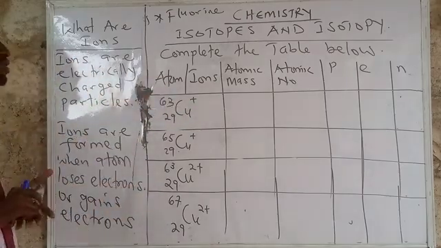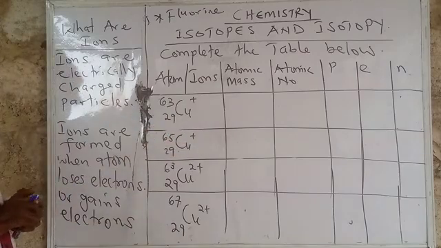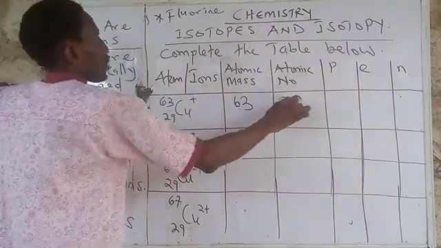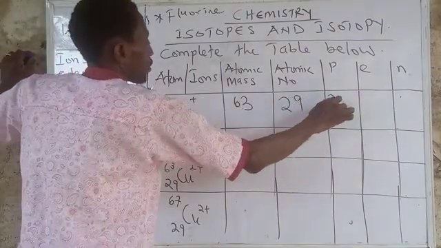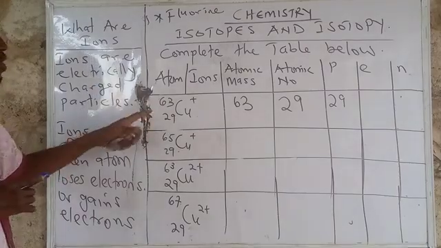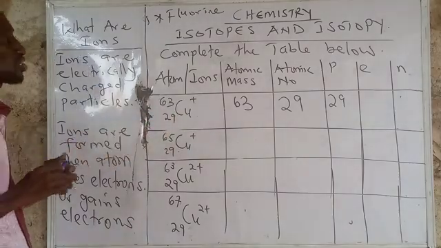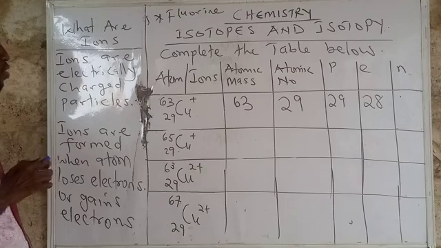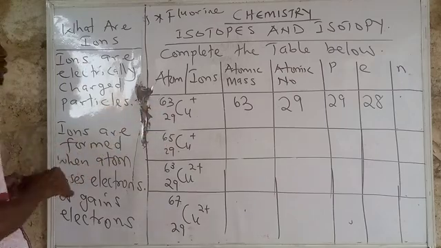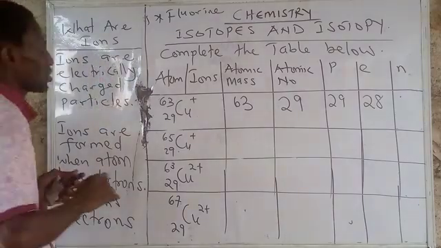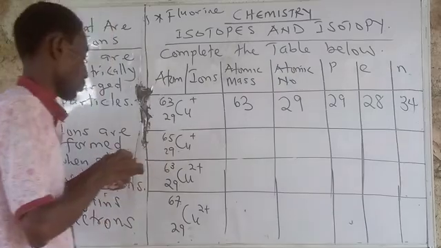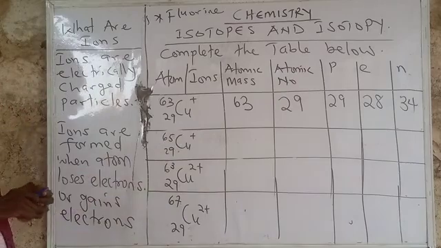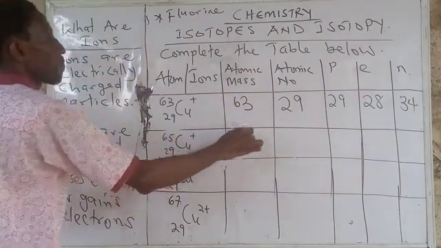In copper 1, that means 1 electron is lost. So in that instance, the atomic mass is 63, atomic number is 29, the number of protons is 29. So copper 1 has lost 1 electron. So there's going to be a decrease in the number of electrons, which is 28. While the number of neutrons, subtract 29 from 63. That's going to be 34.